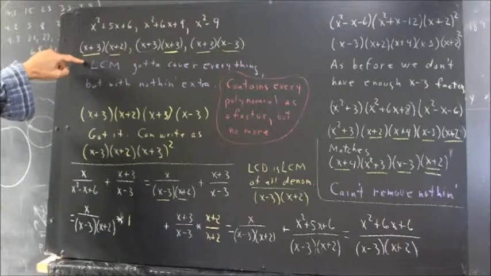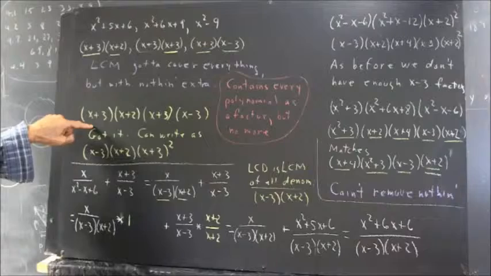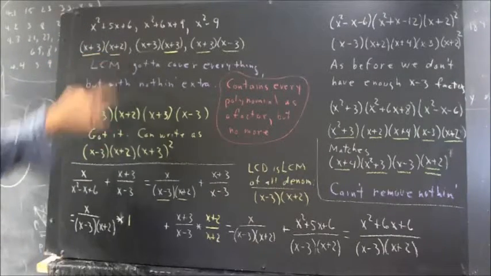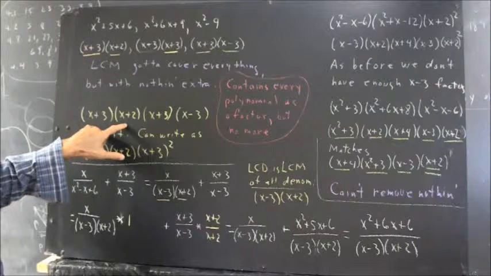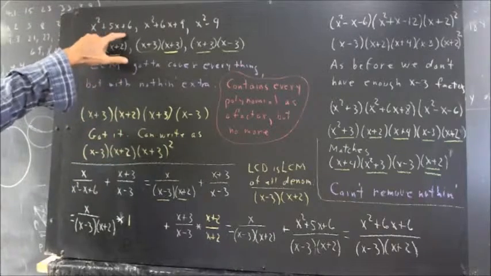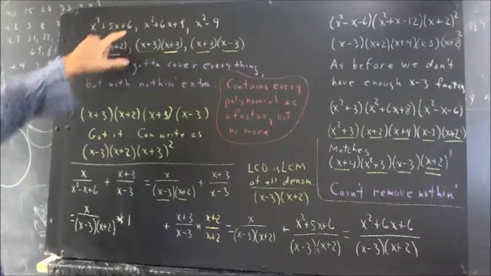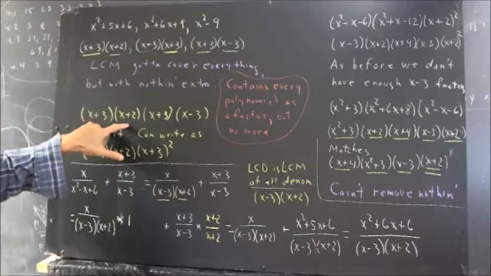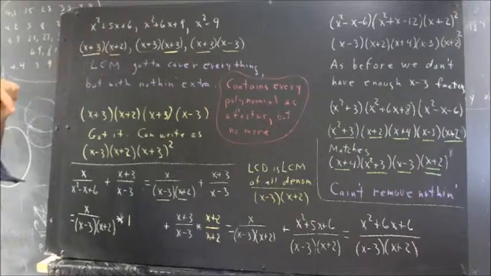We underline this one. We've got to have an x plus 3. We've got to have an x plus 2. If we didn't have x plus 3 and x plus 2 in our least common multiple, then this polynomial here would not be a factor of the least common multiple. This would not be a multiple of this polynomial.